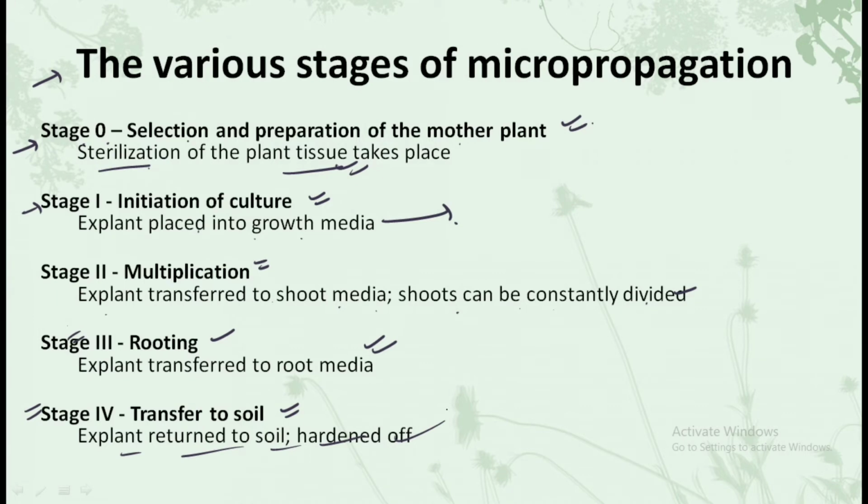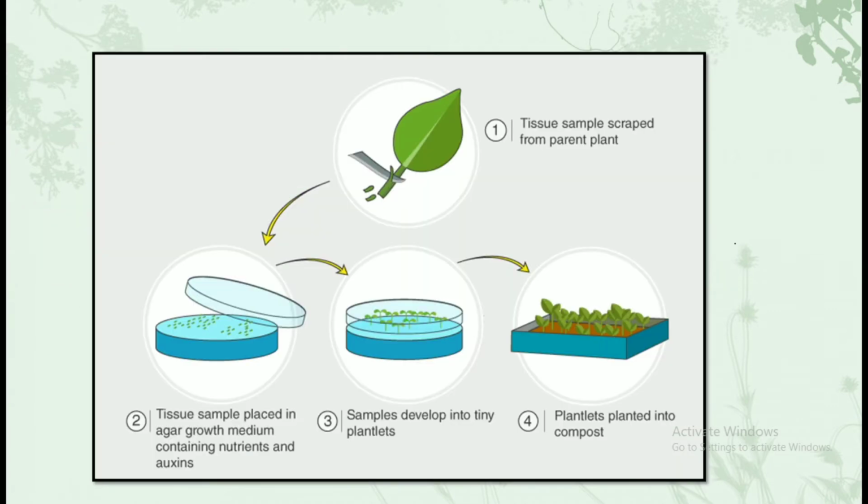Important point to remember is that first we have the formation of the shoot, and after the formation of the shoot, there occurs the formation of the root. Make sure you remember this, that first we have the shoot formation and then there occurs the root formation. So this is how the complete plant tissue culture process occurs.